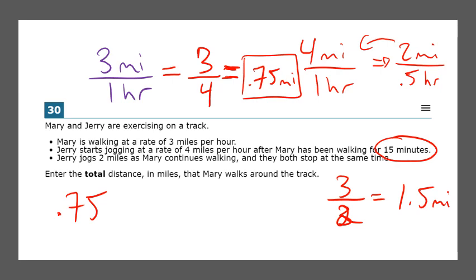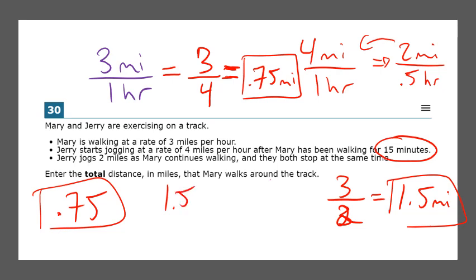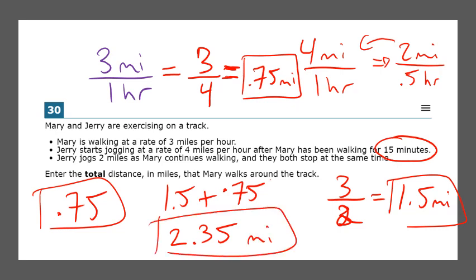So in total, in this entire time interval, she walks a total of 1.5 miles plus 0.75 miles. So either using a calculator or just adding it up using some mental math here, what I should get is 2.35 miles. So again, this is another related rates problem, and we have to make sure that we're keeping those rates straight in order to make sure that we're able to add up the correct mileage here.